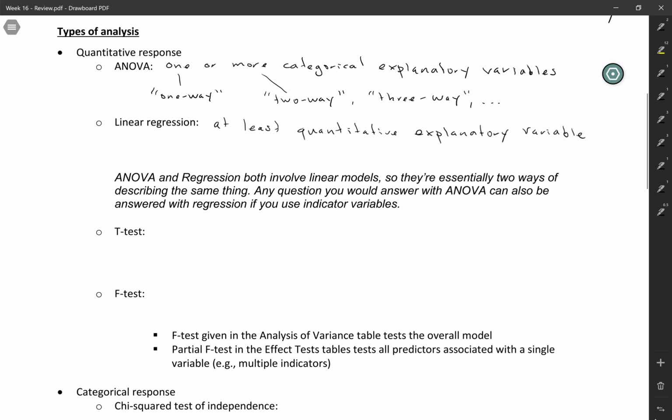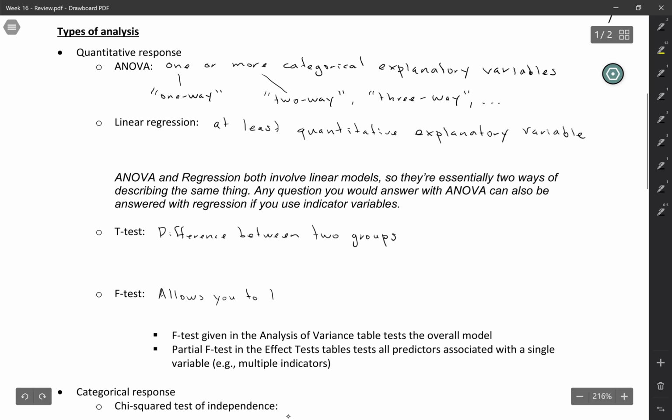And basically the difference here is how many groups you're comparing or how many predictors you're looking at. So a t-test would be for looking at the difference between just two groups. So we have like a two-sample t-test. Whereas an f-test allows you to test more than two groups. So it doesn't have to be more than two groups. You could still use an f-test even if there were only two groups, and in that case, the f would just be your t-statistic squared. But if you have more than two groups, the f-test is your only option.